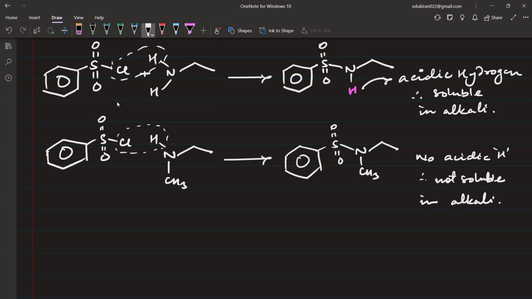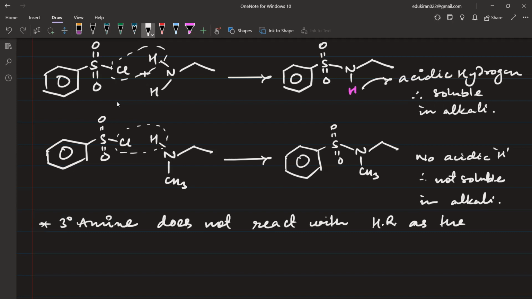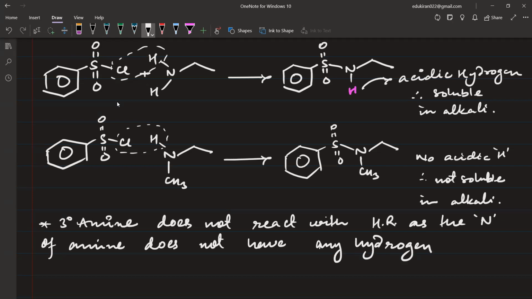Okay, and then if you look at 3 degree amine, that 3 degree amine will not have any hydrogen for the reaction to take place. That is why they do not react. Please write: 3 degree amine does not react with Hinsberg's reagent, as the nitrogen of the amine does not have any hydrogen.